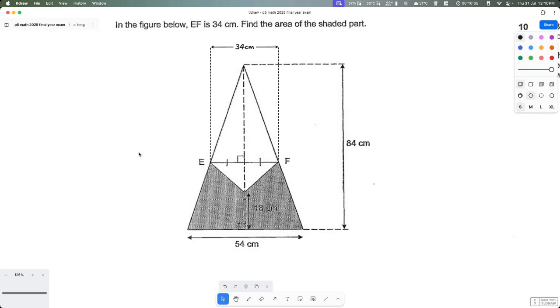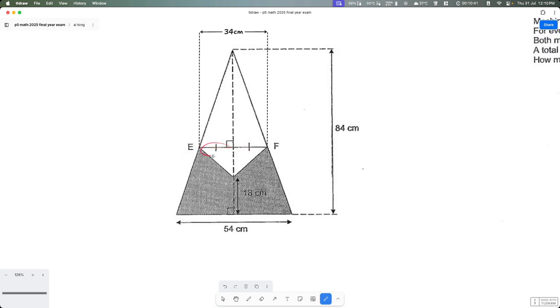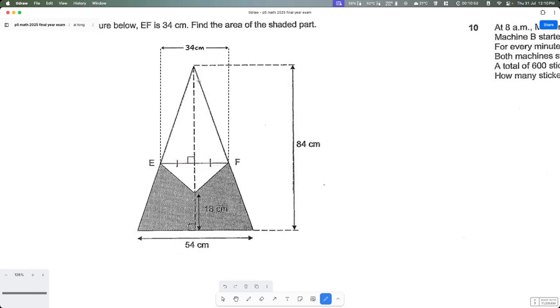What we know is that in this, E and F, E is equal parts, and F, a line over here, is also equal parts. So we know that this whole triangle has been equally split into half because of this line. Okay, so how do we get this shaded area? Basically, we need to get this triangle plus this triangle minus this whole thing over here.